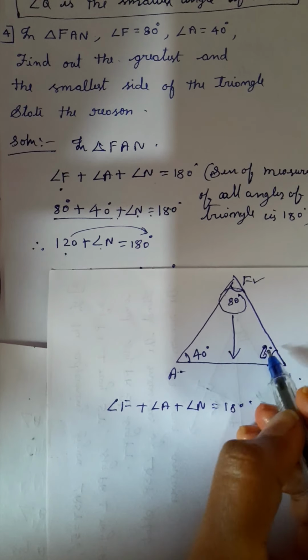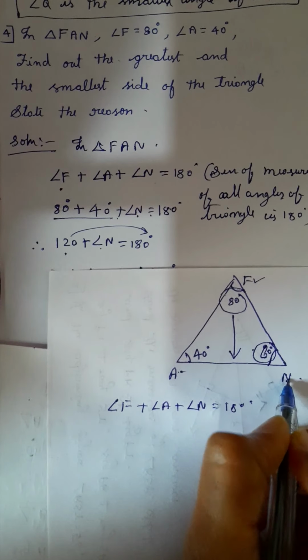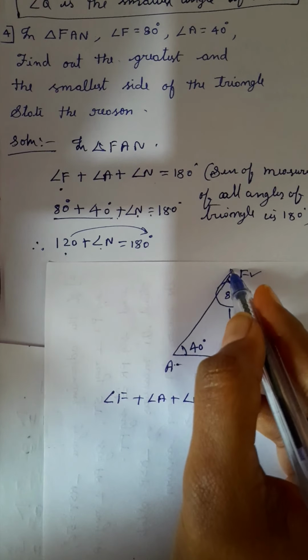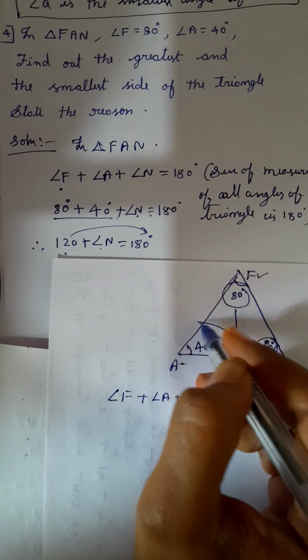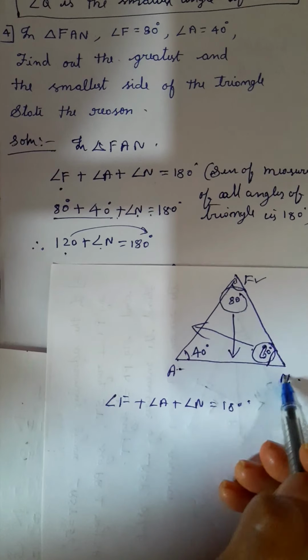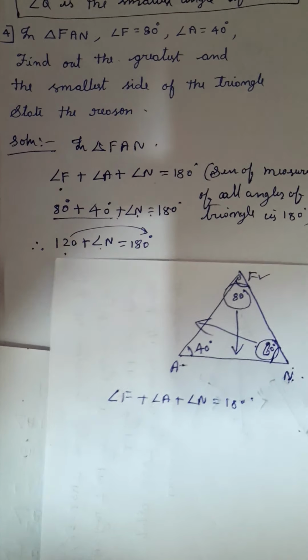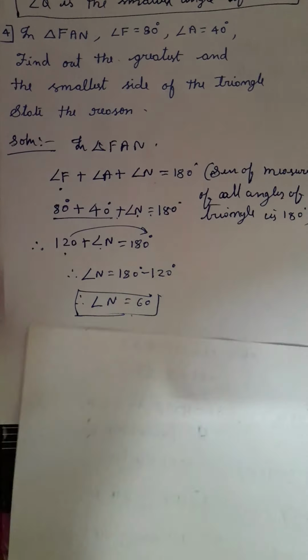Next is 60 degrees, so that is angle N. What is the opposite side? FA is the opposite side. Next, the remaining one is 40 degrees. The side opposite to 40 degrees is FN, correct? So accordingly we take here.